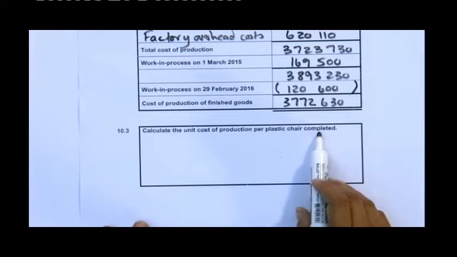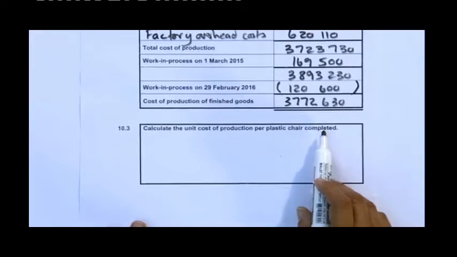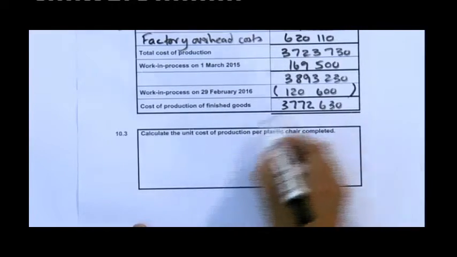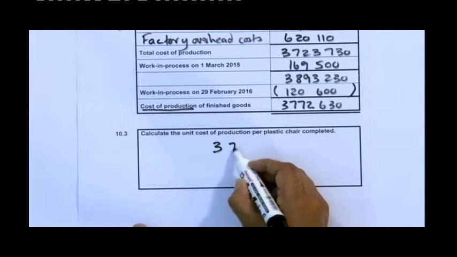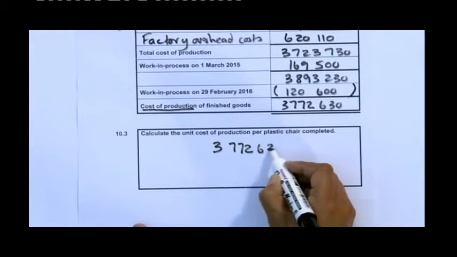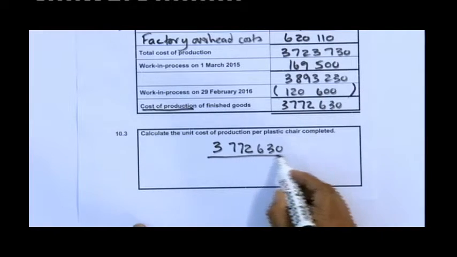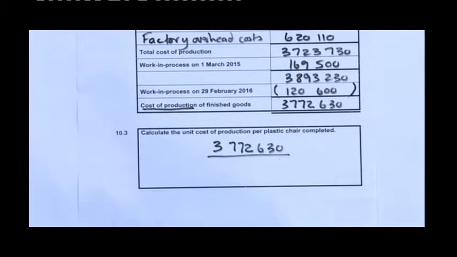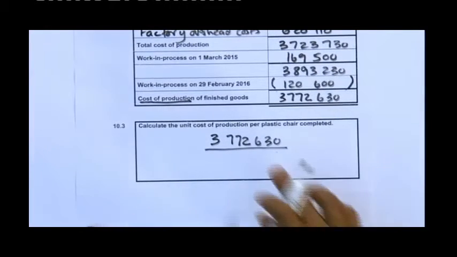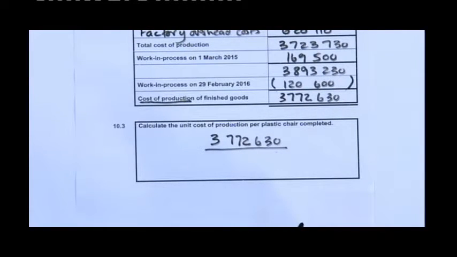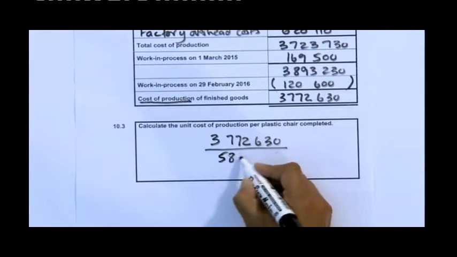Okay, so the next part of the question says calculate the unit cost of production per plastic chair completed. I know that my total cost of production for the year was 3,772,630. Someone's working it out? No, no one's working it out. Then I also know, let me just see if there's perhaps more information at the bottom. No, there isn't.